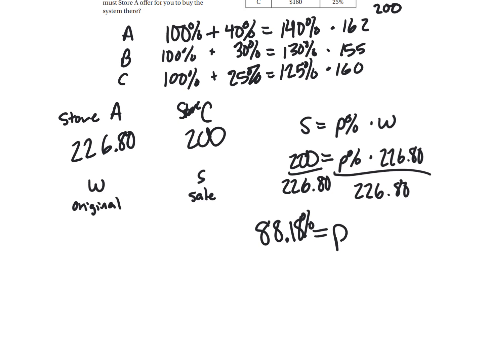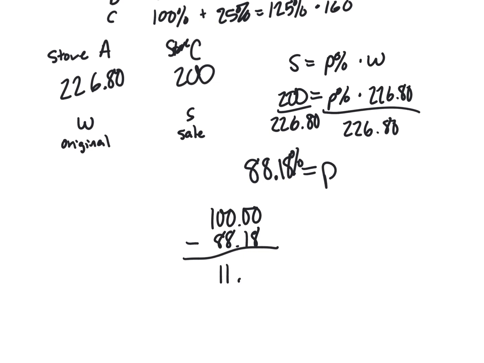Now from here, we have to think about this isn't the price that like 88.18% off. No, this is how much I'm paying. Okay, and I need to figure out, right, how much is there left over to pay. So in that case, I'm going to say, right, 100 minus 88.18 is going to give me how much percent off I had. So 100 minus 88.18 leaves me with 11.82.